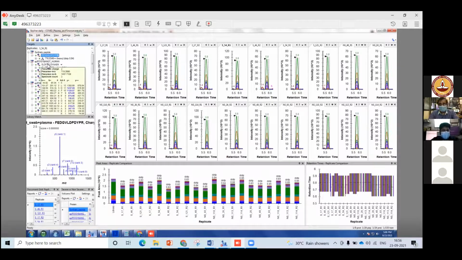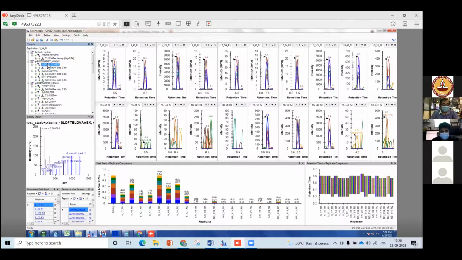Now I will show you some of the peptides which are coming from the proteins of interest that we got from the analysis of the global protein data. For example, this one protein, which is angiotensin. As you can see, three peptides are there.